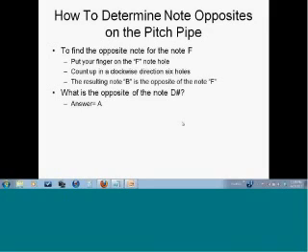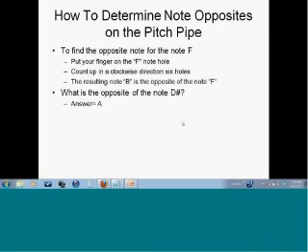So we have to hold it with the metal part down, put your finger on the F hole, and then count up 6 holes clockwise. 1, 2, 3, 4, 5, 6, and your finger ends up on the note hole B. B is the opposite note for the note F.